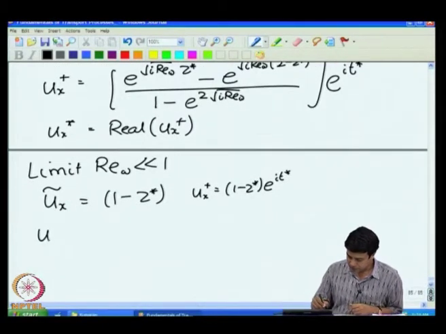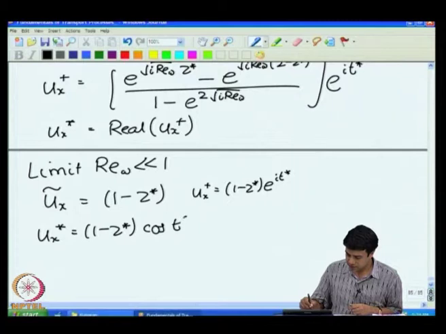And therefore, u x star is equal to 1 minus z star cos t star.